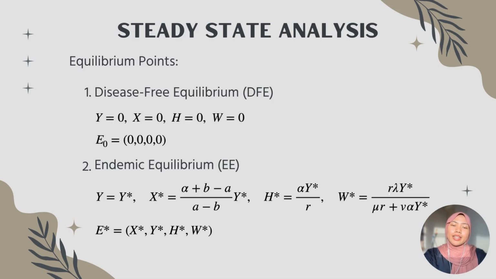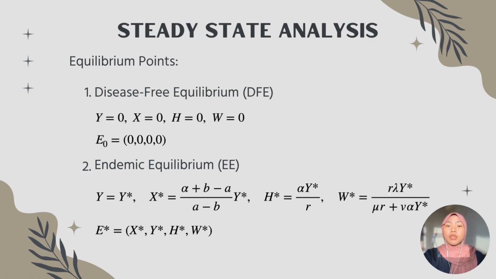From the steady state analysis, 2 equilibrium points are obtained. First one is disease-free equilibrium, where we consider Y equal to 0, then eventually X, H, W also become 0. This equilibrium corresponds to the absence of both infected hosts and also the free-living infective stages. In other words, the parasite is unable to persist in the host population.